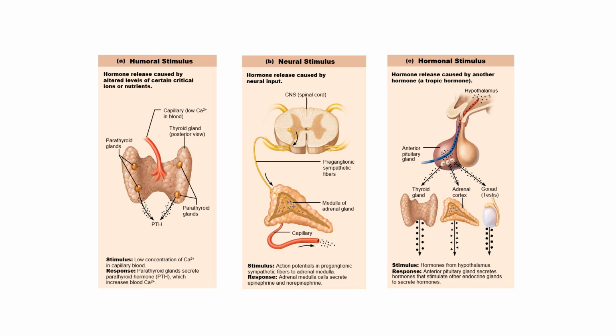Okay, and then finally, hormone release caused by another hormone. Okay, so we talked about this a little bit a couple of slides ago with the hypothalamus. It releases some hormones that will target the pituitary gland and cause that gland to produce more hormones.